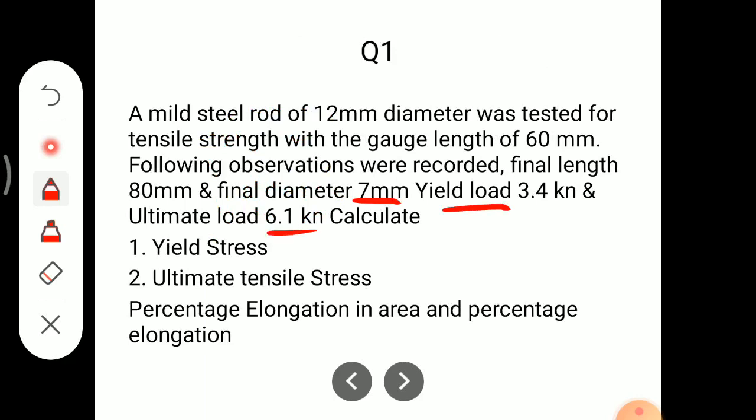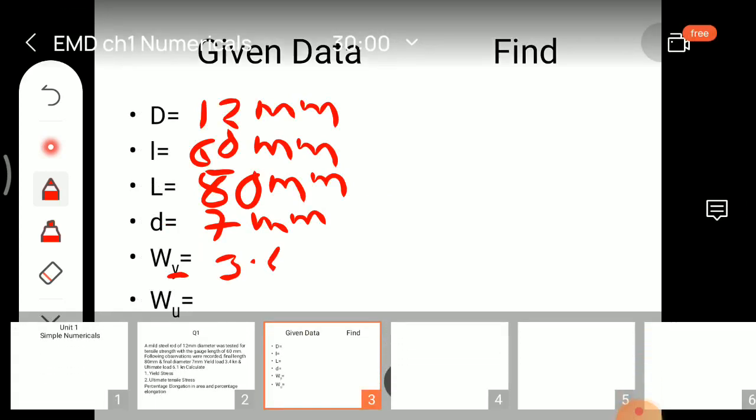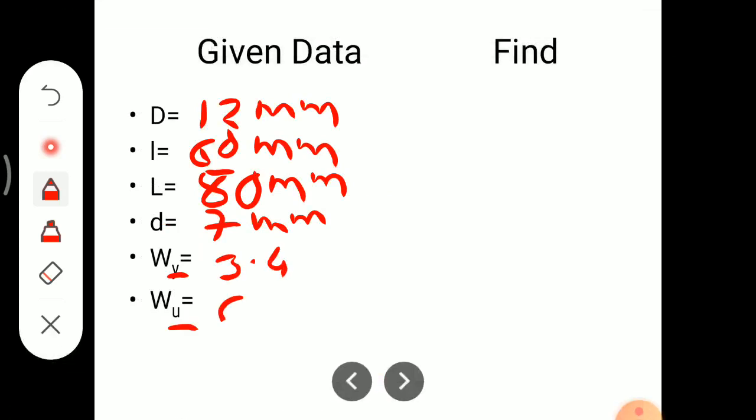Then we have the two loading conditions. Yield load is 3.4 kilonewton and ultimate load is 6.1 kilonewton. So Y is for yield load and U for ultimate load. Here, 3.4 and 6.1 kilonewton.